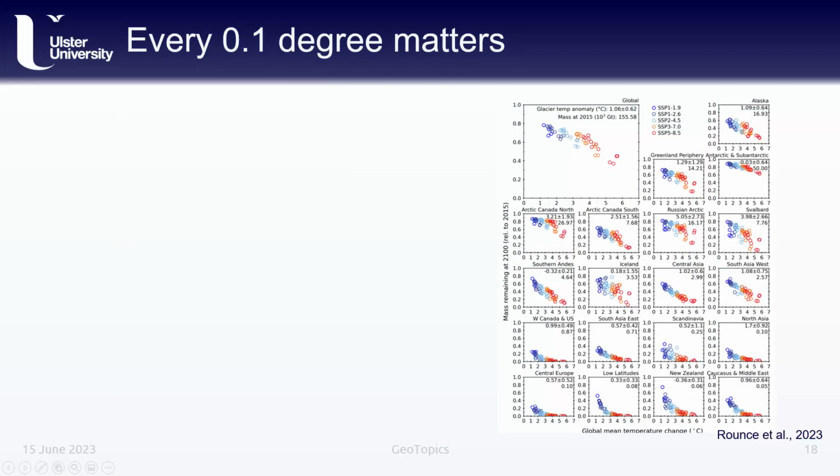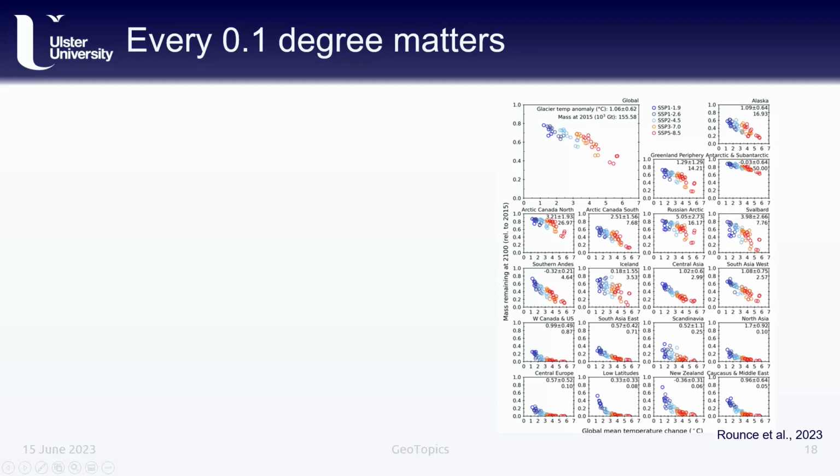So if we do this now for all of the glaciers around the world, this is a very complicated plot, and I'm not going to go into too much of the detail, but the slides will be available. The y-axis here shows us the percentage of mass that is remaining relative to 2015 at 2100, based on a whole range of climate scenarios and a whole range of glacier parameters. And then the x-axis tells us the global mean temperature change above pre-industrial levels.